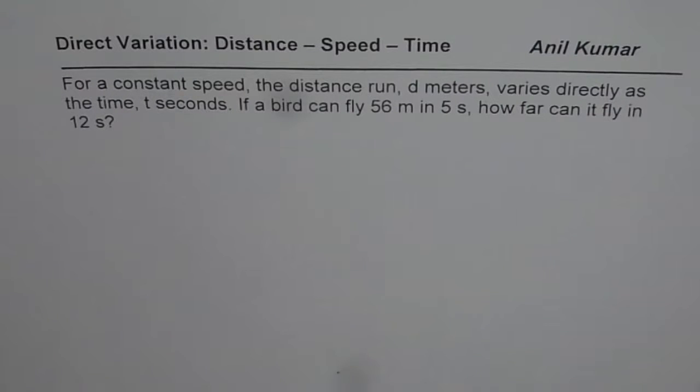I'm Anil Kumar. Here is a distance, speed, time application question on direct variation. For a constant speed, the distance run d meters varies directly as the time t seconds. If a bird can fly 56 meters in 5 seconds, how far can it fly in 12 seconds? That is the question for you.